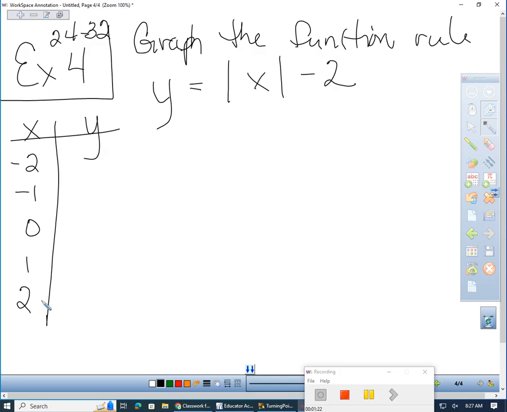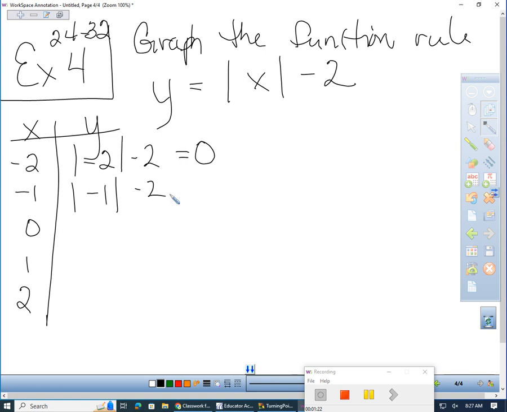Oh, not quite. A V. Very good. There you go, Ashton, a V. Perfect. Okay, so let's see if we get a V out of it. So we have the absolute value of -2 minus 2. Well, the absolute value of -2 is +2. Minus 2 is 0. Absolute value of -1 minus 2.